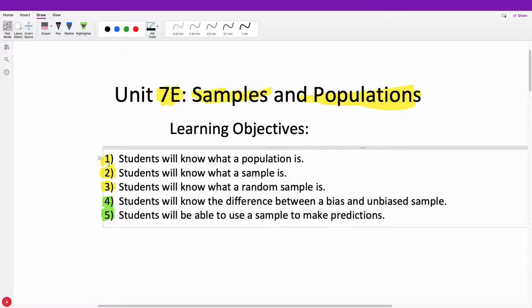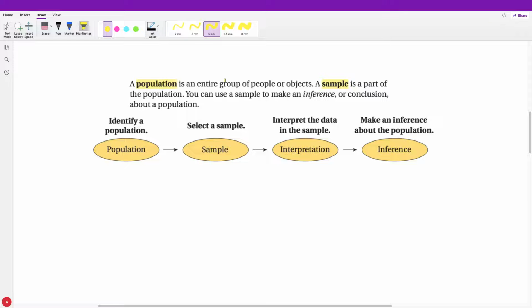All right, so this is what we're going to be doing in our last video for the year, samples and population. First we need to know, what is a population? A population is an entire group of people or objects. So it's what we're focusing on of the entire group. If we want to talk about our school, we can say that our population is our entire school body. And then a sample is a part of that population. So if we're talking about the entire school, we can say the middle school is a sample of it.